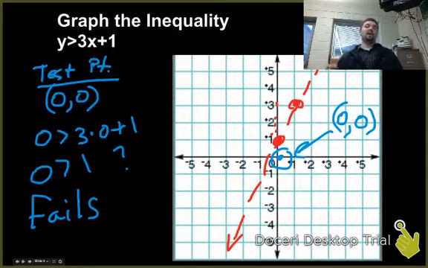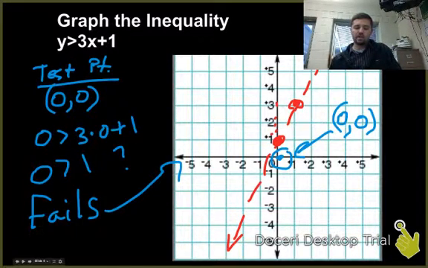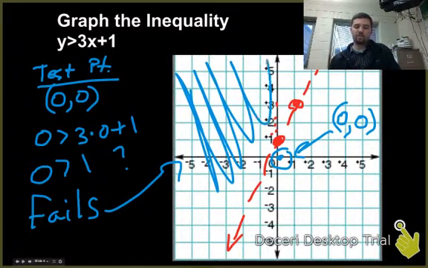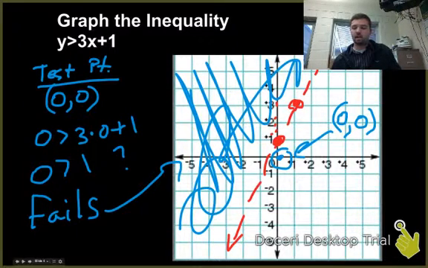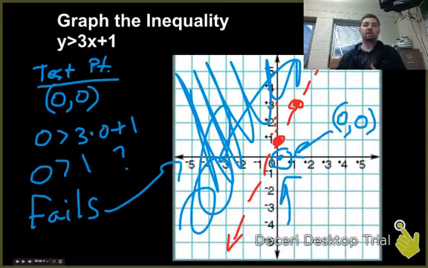That means that not only does 0, 0 fail, but every point to the right-hand side of the line makes an untrue inequality. So since it fails, we're going to shade the other side of the line, the left-hand side. Just to reiterate, I chose a point on the right-hand side. It did not make a true inequality, so I have to shade the other side. If it had made a true inequality, then I would shade to that side, okay?